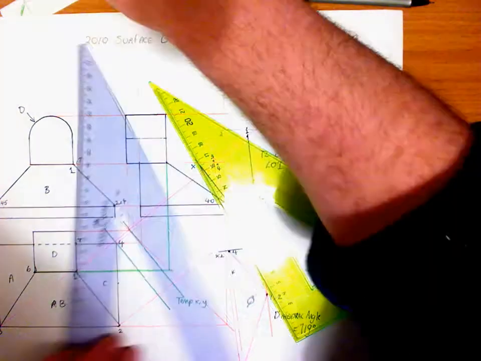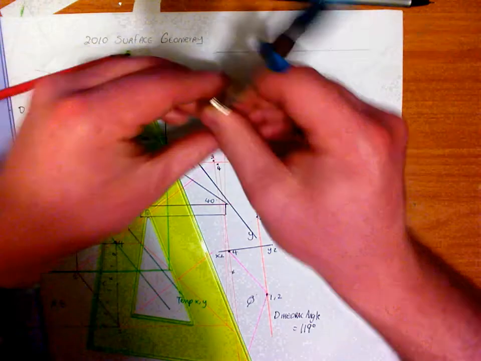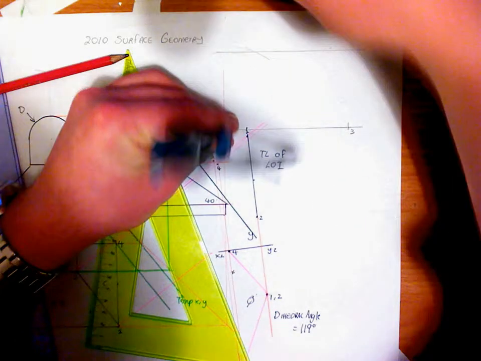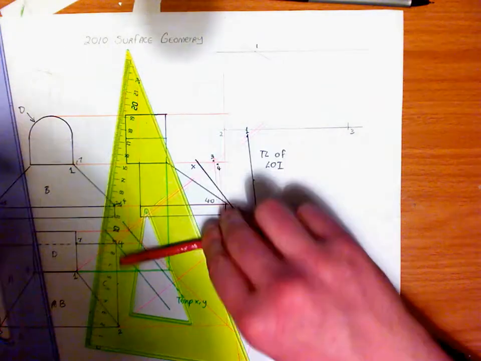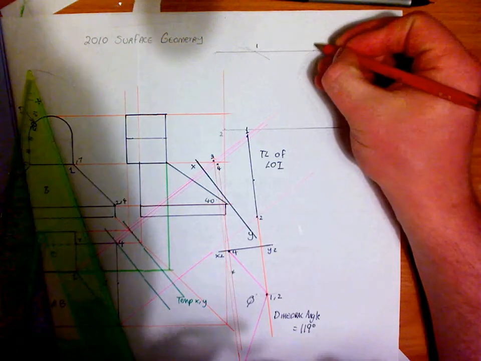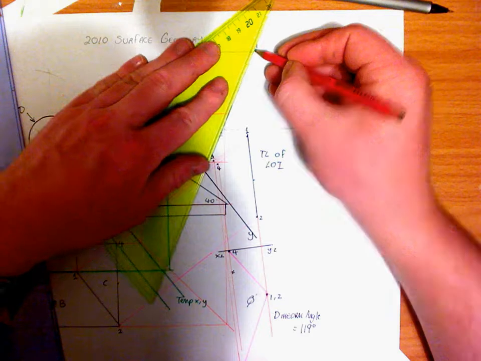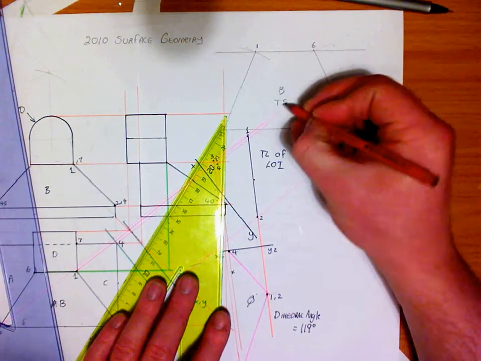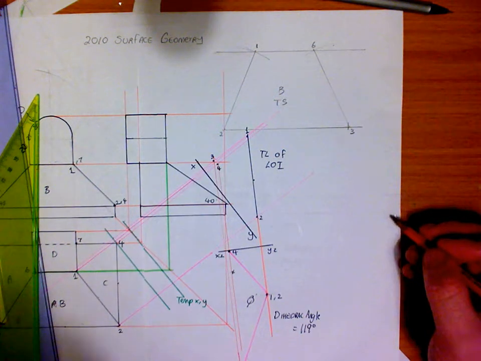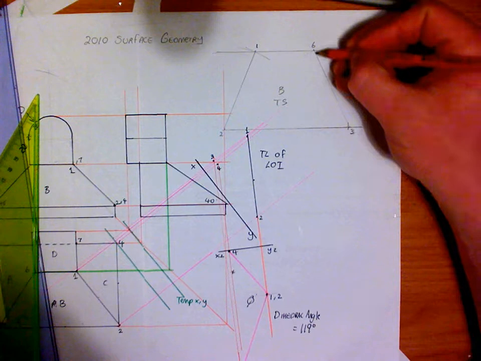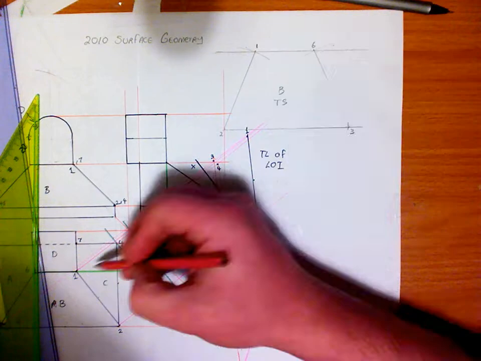If I then get the true length of 1, 2 on my compass, which is over here to one side, put it here at 2, swing an arc, where that crosses that line, that must be 1. Put it over here at 3, swing an arc, where that crosses that line, that must be 6. So that is the true shape of surface B found. Next thing we need to do is add on the true shape of C. I've already got one line for C. It's this line here, 1, 2. I've already got one true shape, 1, 2.